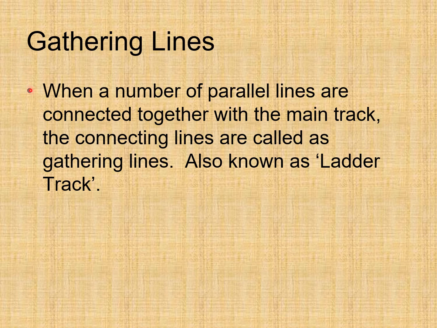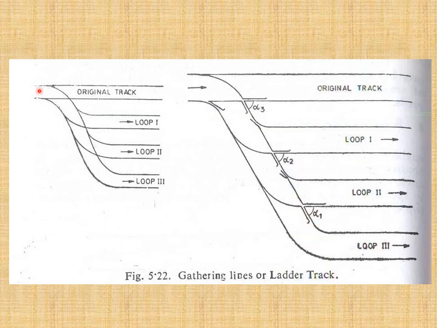Gathering lines. When a number of parallel lines are connected together with the main track, the connecting lines are called gathering lines, also known as ladder track. So here look at this one. This is the original track, and you can see different loop tracks have been connected to the main original track. Same thing you can see over here on an exaggerated scale. We are having loop 3, 2, 1, and these have been connected to the original main track. So this arrangement is called the ladder track or the gathering lines.